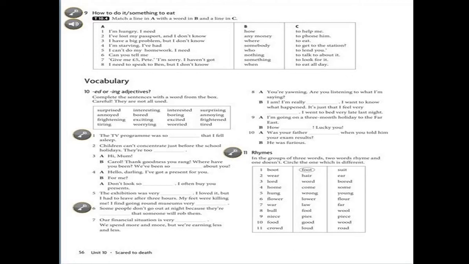The difference between them is that adjectives with ed describe people or feelings and emotions. However, with ing, they describe things and situations. For example, number 1, the TV program was so blank that I fell asleep. Here we are describing the TV program, which is something, so we need the ing. The TV program was so boring that I fell asleep. And we will follow the same steps, the same structure as with the rest of the sentences.